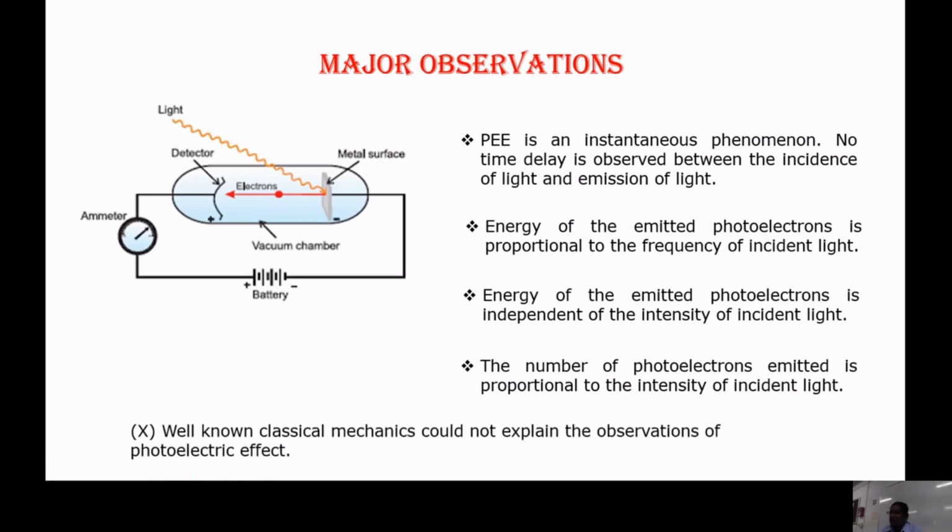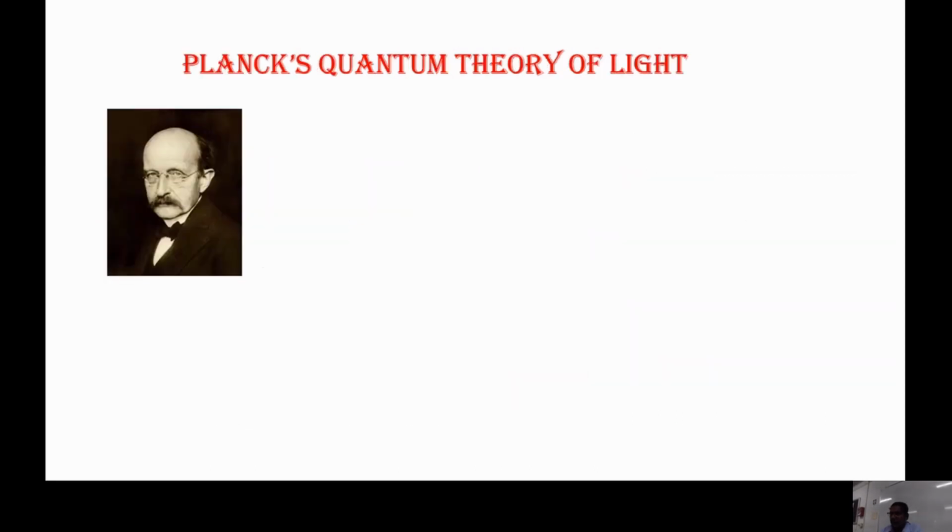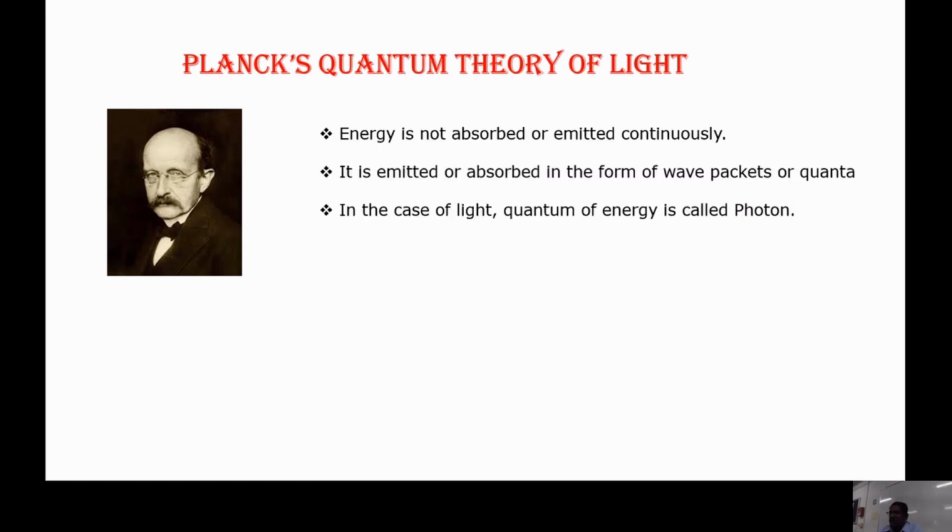So there is a serious contradiction between the observation and the theory. In order to explain this, scientists came up with the new theory known as quantum mechanics. In the attempt of explaining black body radiation, Planck proposed a very revolutionary idea known as the quantization principle. As per the quantization principle, energy is not absorbed or emitted continuously, but in the form of discrete packets known as quanta. In the case of light, the quantum of energy is called a photon.